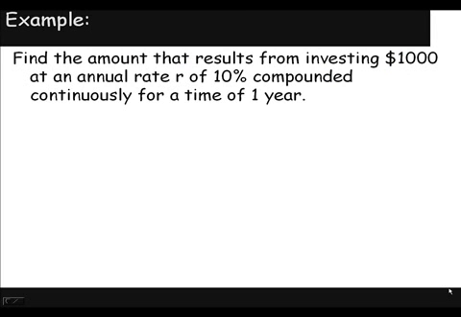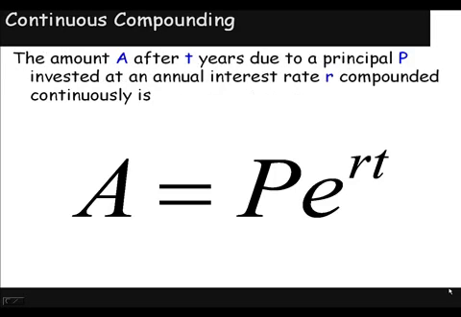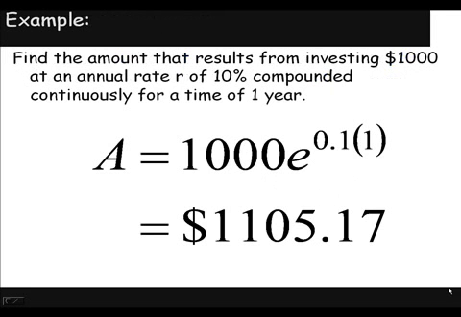So as long as we're compounding continuously, we're using that formula. So here we go. The amount is equal to 1,000 times e to the 0.1, that's our 10%, for 1 year. Or $1,105.17. Remember, if we did it 365 times, it was only $1,105.16. So we just gain a whole penny by letting that compound continuously instead of just once a day.